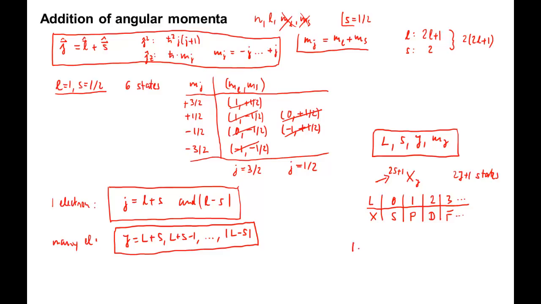Here are a few examples. The 1s configuration of the hydrogen atom gives rise to a doublet S 1/2 level with 2 states. The 2s configuration also gives rise to a doublet S 1/2 level. The 2p configuration gives rise to a doublet P 1/2 and a doublet P 3/2 level. The doublet P 1/2 has 2 states and the doublet P 3/2 has 4 states. So in total we get 6 states, as we should. Due to spin-orbit coupling, these 2 groups of states will have different energies.